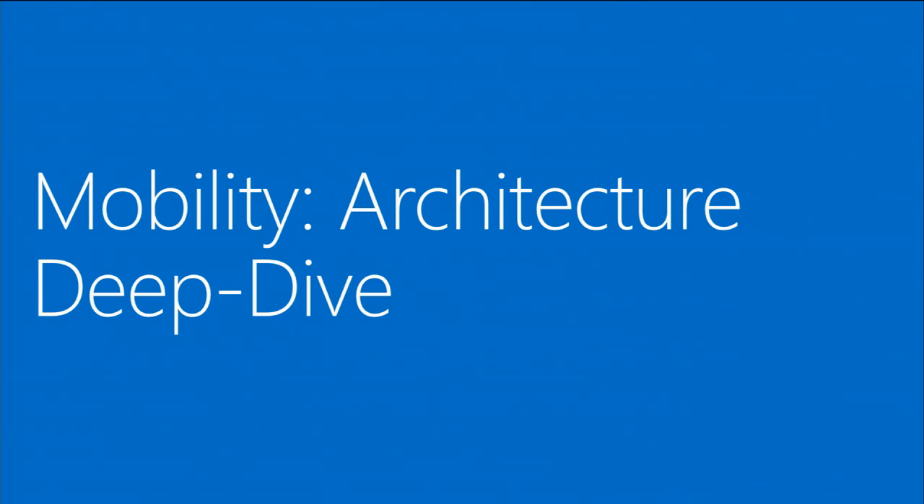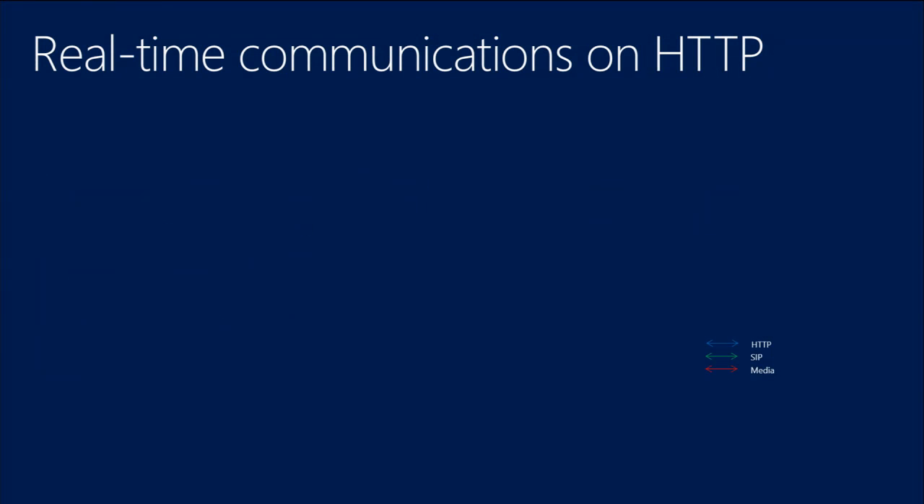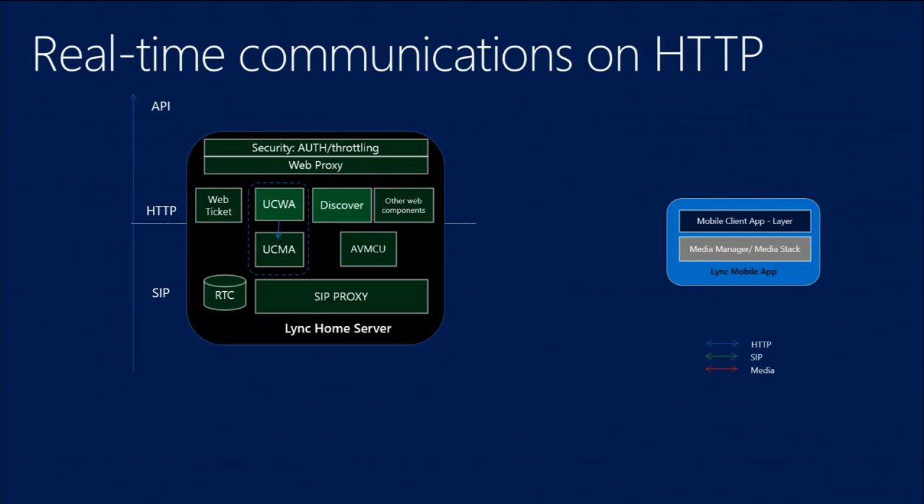So here's where we get into the call flows. We start looking at the UC Web API that's living on the front end, and it's talking to UCMA via HTTP. So all of our connections from our mobile clients, any connection they make, is going to be over the UCWA connection.